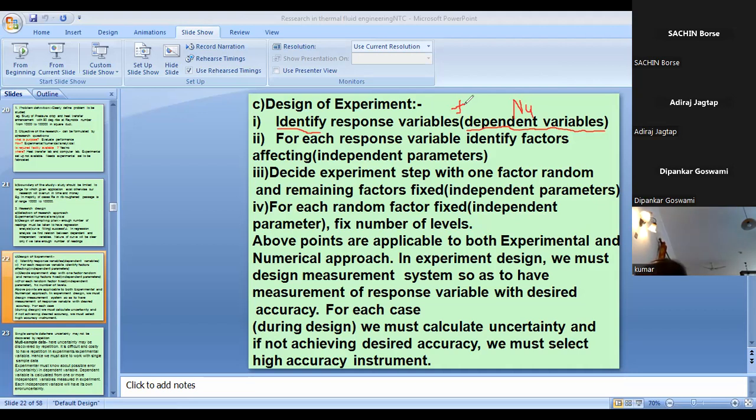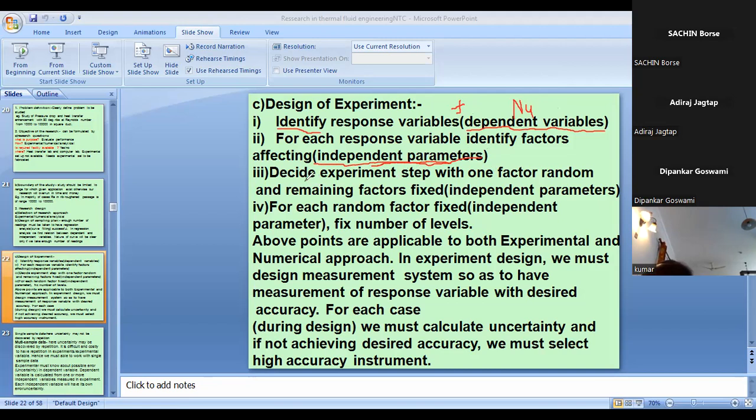Okay. Now for each dependent parameter, you find out the independent parameter. What are the independent parameter? The parameter which affect the dependent parameter. Okay. For each dependent parameter, you find the parameter that will affect. That is called as independent parameter.